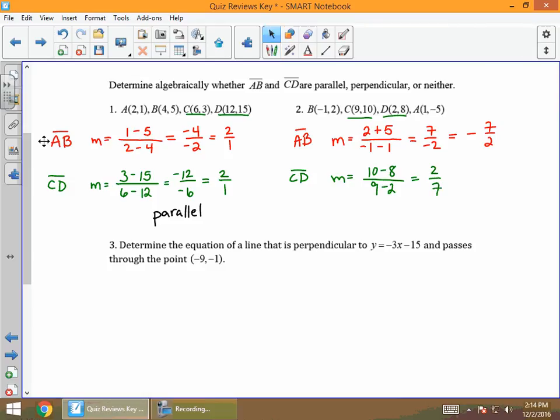So compare my two slopes. Negative 7 over 2, positive 2 over 7. Those are opposite reciprocals. So these two lines are perpendicular. They are perpendicular to one another. That's it for questions 1 and 2.